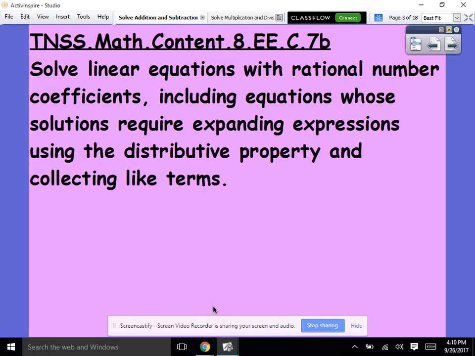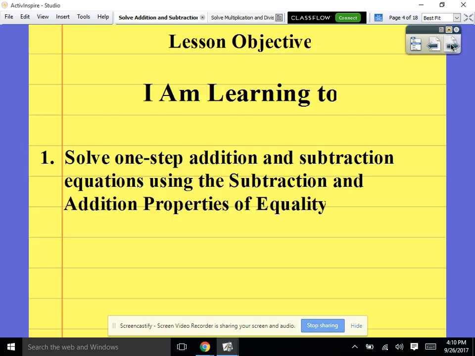Our Tennessee state standard today is to solve linear equations with rational number coefficients, including equations whose solutions require expanding expressions using the distributive property and collecting like terms. Your lesson objective that you need to pause the video and write down: I am learning to solve one-step addition and subtraction equations using the subtraction and addition properties of equality.